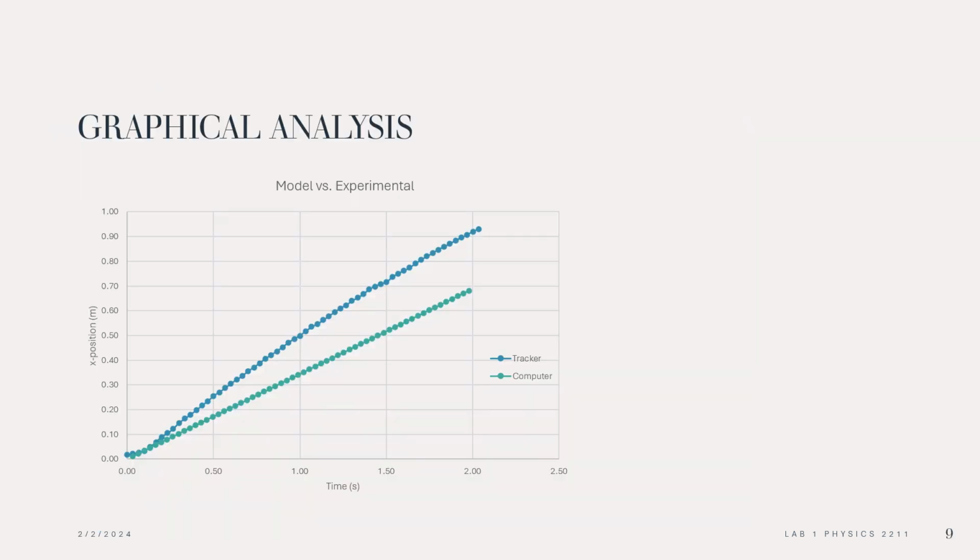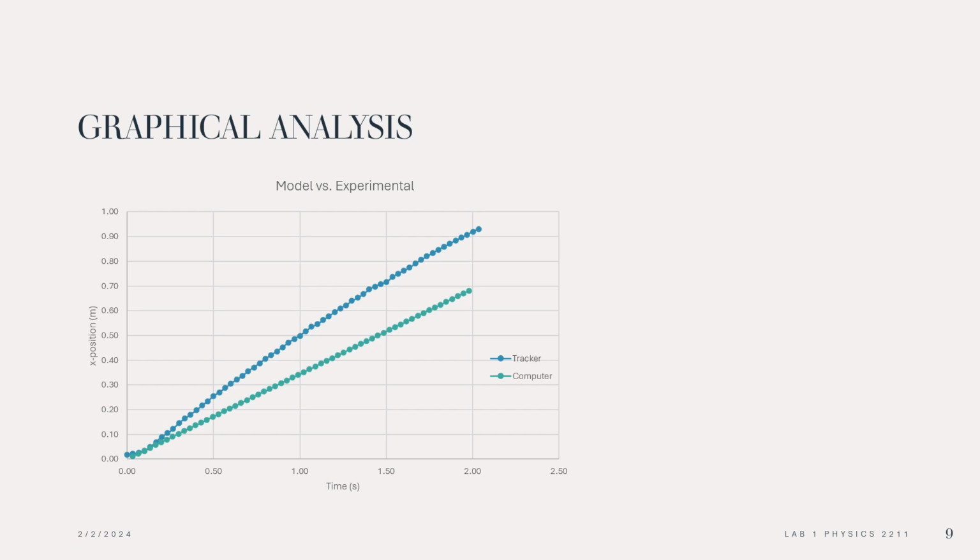Talking a little bit about the graphical analysis. As you can see, tracker versus the computer model. The tracker's in blue, the computer model's in green. Of course, that computer model is perfectly linear. Our tracker is not, because I am not a robot. I cannot perfectly put that little dot inside the tennis ball every single time. So that's a little bit of error on my part.